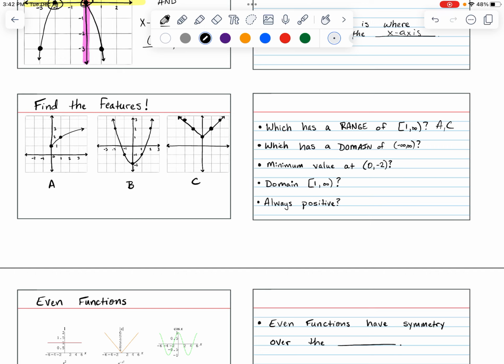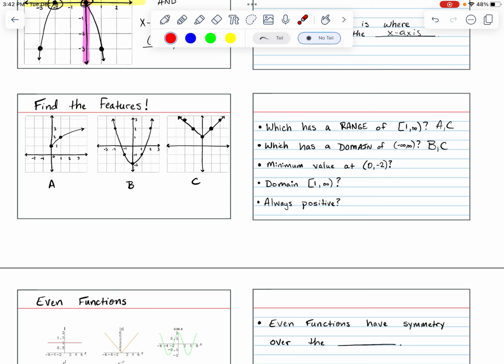Okay, what about a domain of -infinity to infinity? The x values deal with the domain, so it has to be all real numbers. A is marked out because there are no negatives in its domain. So this is B and C.